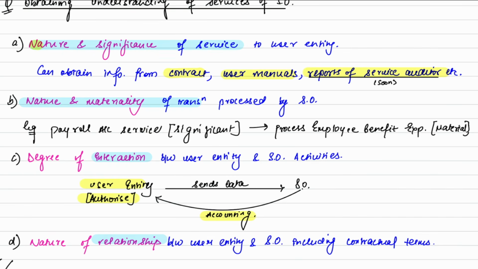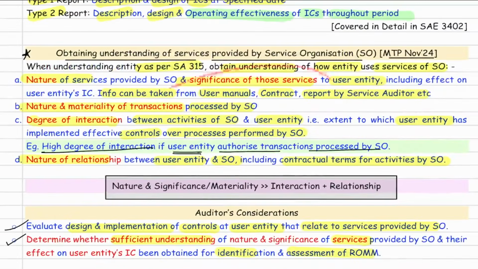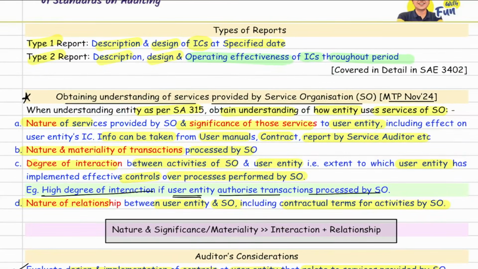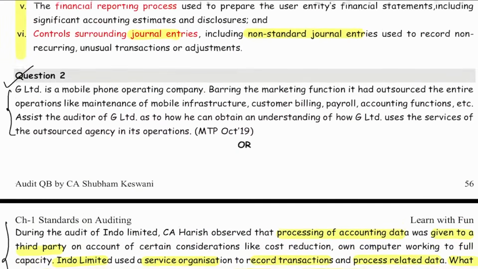Yes, sir. So these are the same 4 points you will find here. Let's revise it again. Nature of the services and significance of the services. You can take this understanding from user manual, contract, and service audit report. Then nature and materiality of the transaction. These services are related to processing of which transaction. Degree of interaction. ICAI has given an example. It will be a high degree of interaction if the user entity is authorizing the transactions processed by SO. And lastly, you see the nature of relationship. That means what are the contractual terms. Okay, sir. Now let's do the question from the question bank.